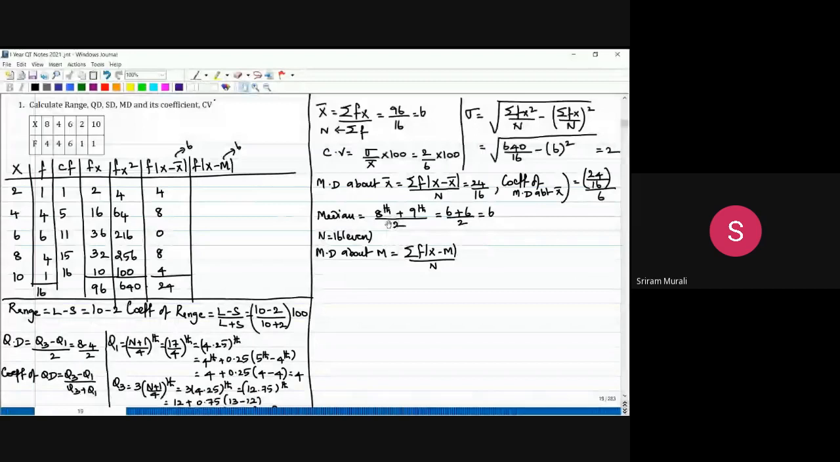In the CF, where is your 8th position? 8th position will fall between 5 and 11. So you have to assume this 11 as 8, whose respective x is 6. That is why this is 6. Again, 9th observation will fall between 5 and 11. This 11 is acting as 9, whose respective x is also 6. Therefore, 6 plus 6 by 2 is equal to 6.